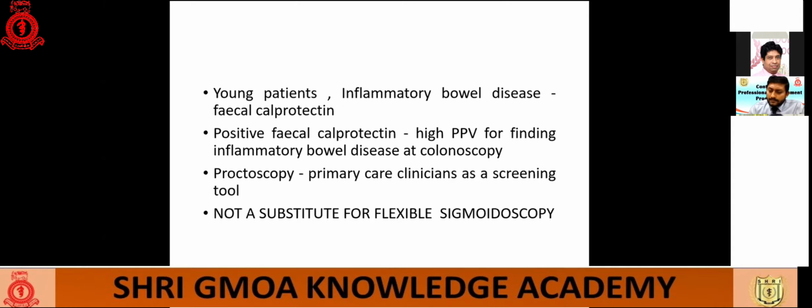In a GP setting, we can do a proctoscopy as a screening. But we have to remember that even though we do a proctoscopy, we should send these patients for flexible sigmoidoscopy, because a proctoscopy cannot substitute for a flexible sigmoidoscopy. Why do we do a flexible sigmoidoscopy? If you look at colonic cancers, about two thirds of the cancers occur on the left side of the colon.